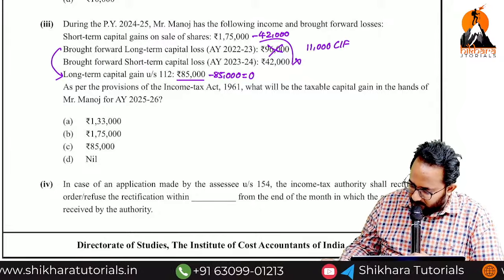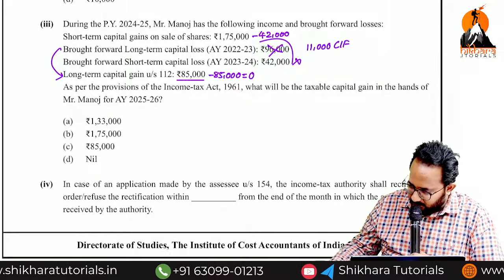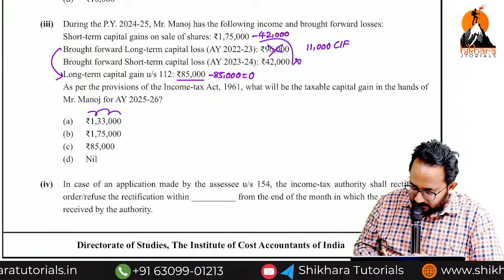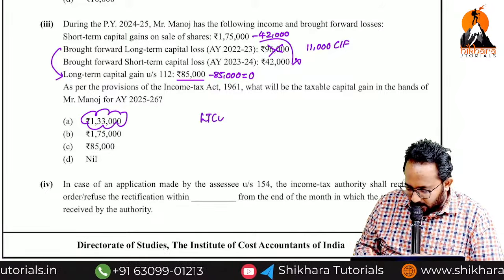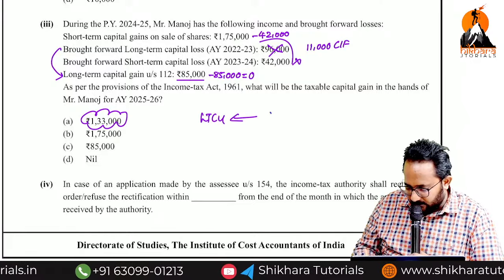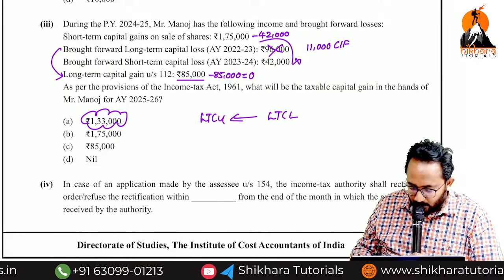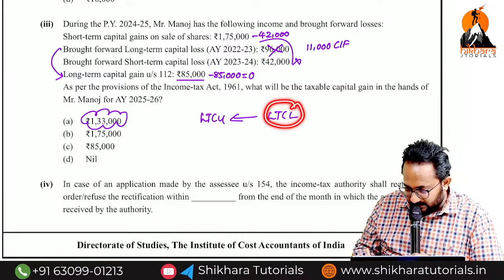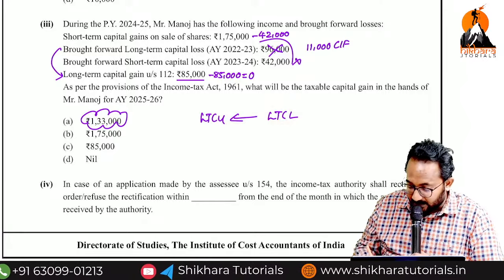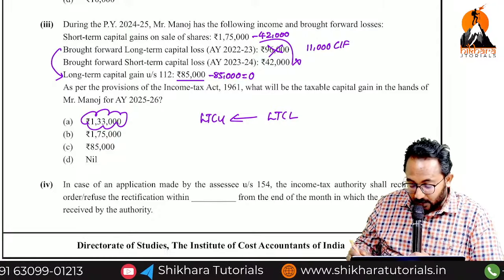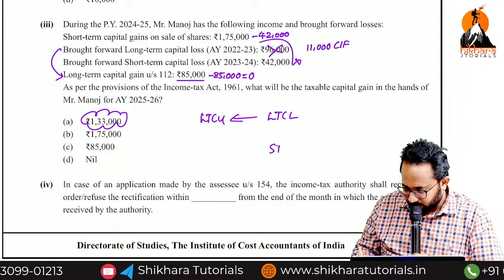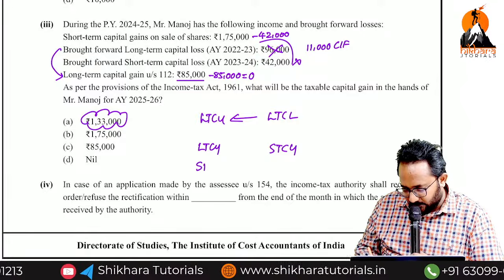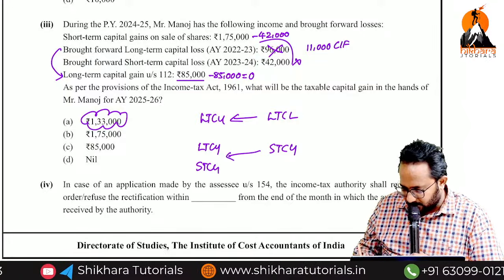Okay, now what is the final? 1,75,000 minus 42,000, 1,33,000. Remember, long term capital loss can be set off only against long term capital gain. Yes, that means if you have a long term capital loss, that can be set off only against long term capital gain. But short term capital loss, yes, can use long term capital gain also, short term capital gain also.